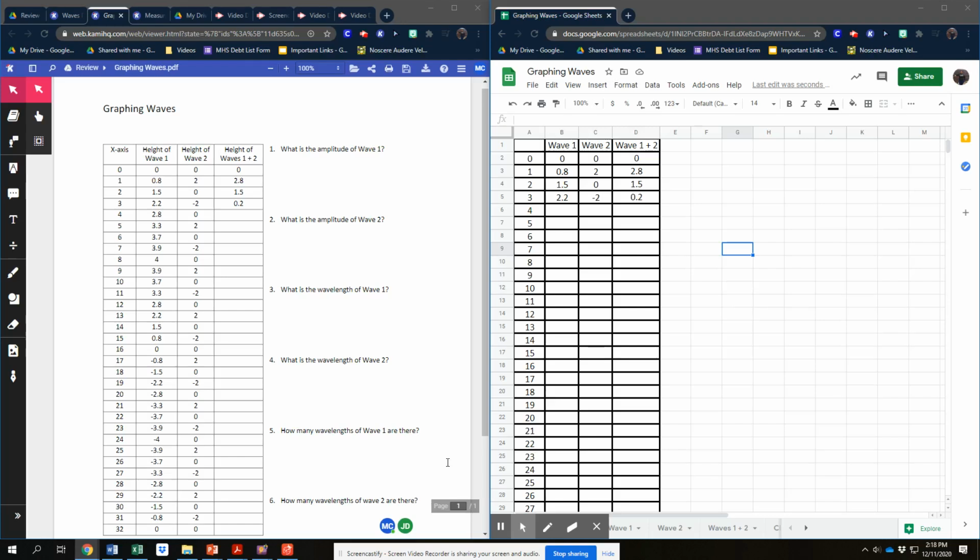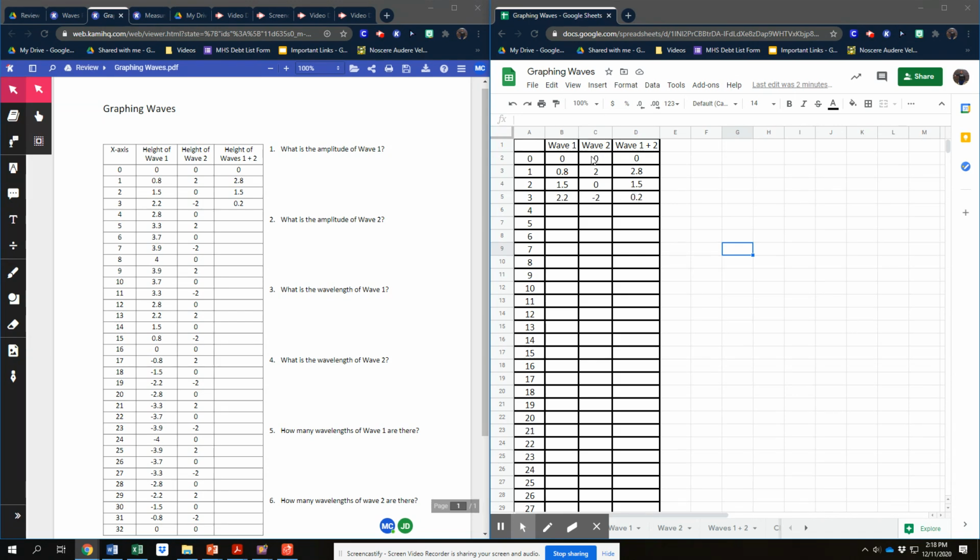All right, to do the graphing waves, you're going to have the Excel sheet open as well, or the Google sheet open. And so it'll look like this when you start. And what you need to do is just plug in these numbers here into the corresponding locations. This final column, you're just adding these two together, right?